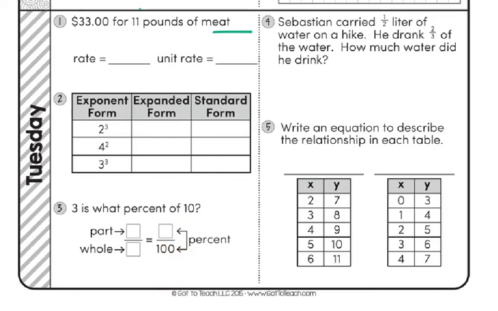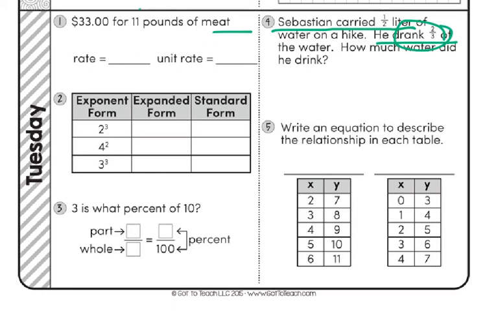Question number 4. Sebastian carried a half liter of water on a hike. He drank 2/3 of the water. So if he drank some, that means it's not there anymore. He took it away, right? So how much water did he drink?